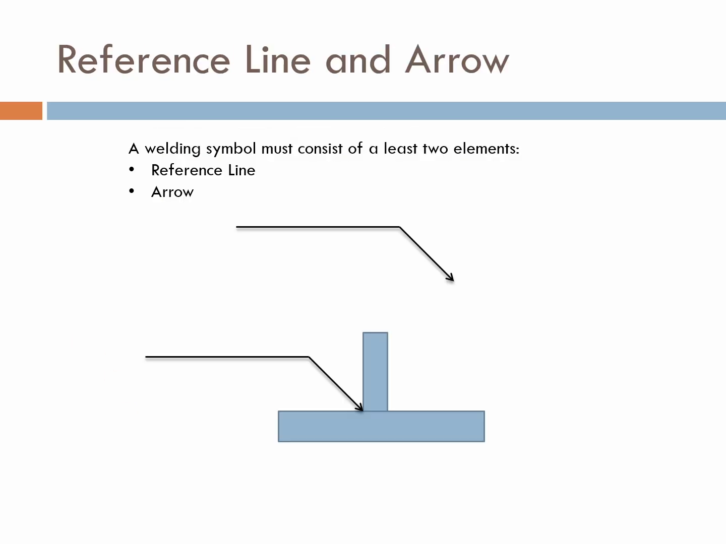So, reference line and the arrow. The first part of a welding symbol is the reference line here and your arrow. The reference line will always be horizontal, will always be flat like that. And the arrow will always point to one side of a weld or another. Right now this is pointing to this side here. So this is going to be the arrow side, and this would be the other side.